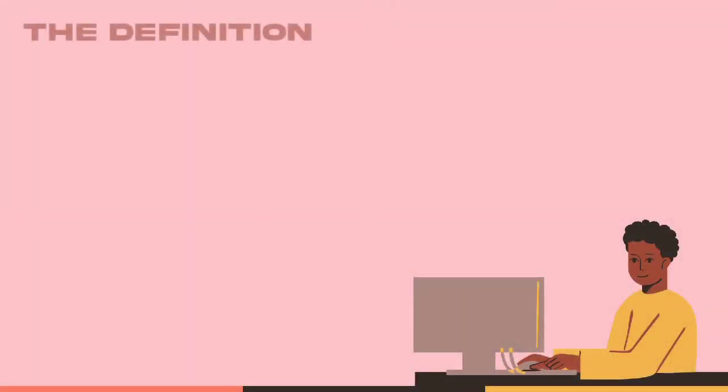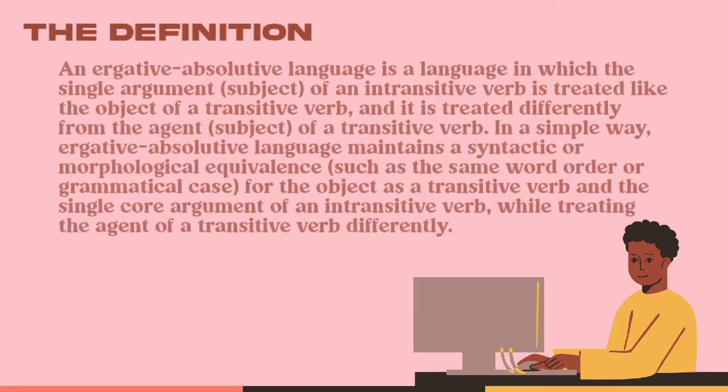First, we have the definition of Ergative Absolutive language. An Ergative Absolutive language is a language in which the single argument or subject of an intransitive verb is treated like the object of a transitive verb, and it is treated differently from the agent or subject of a transitive verb. In a simple way, Ergative Absolutive language maintains a syntactic or morphological equivalence, such as the same word order or grammatical case for the object of a transitive verb and the single core argument of an intransitive verb, while treating the agent of a transitive verb differently.